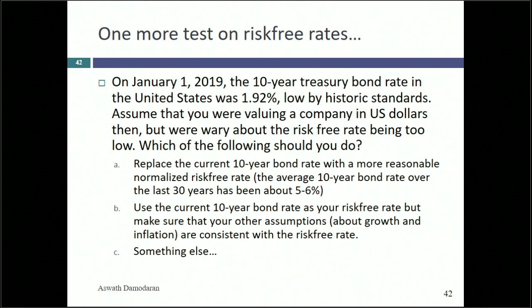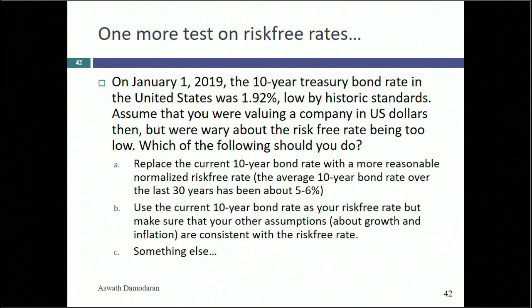So now, one more test on risk-free rates, and we'll let it go. On January 1st, 2020, sorry, change the 2019 to 2020, the T-bond rate was 1.92%. And that looks low. How low? Depends on how old you are as to how low it'll look.